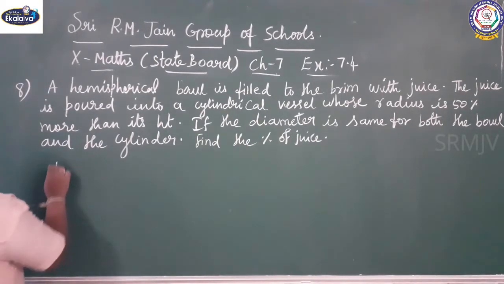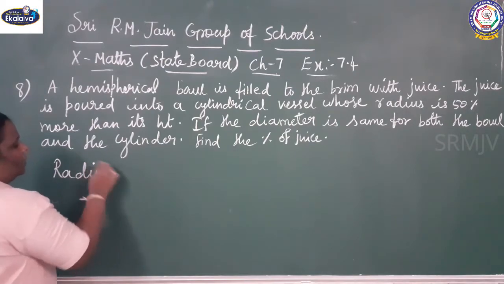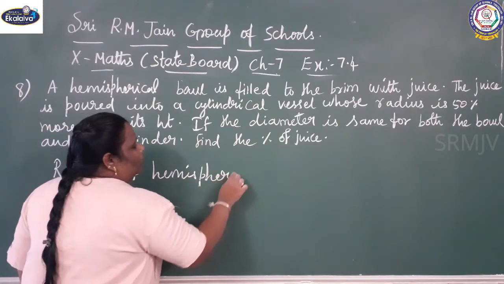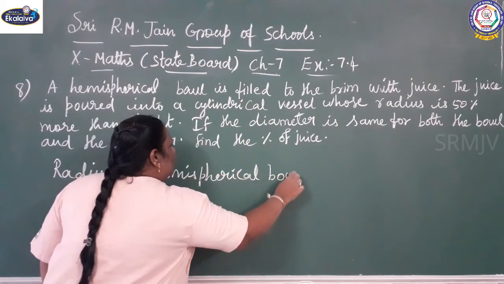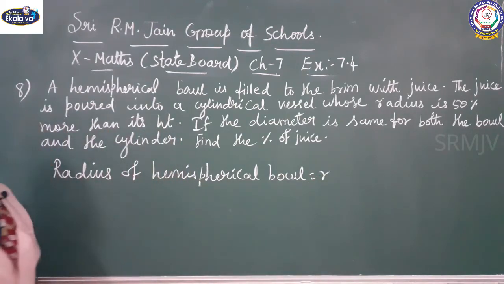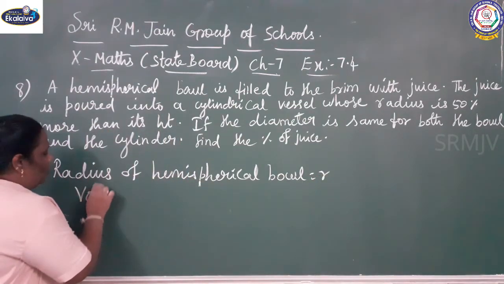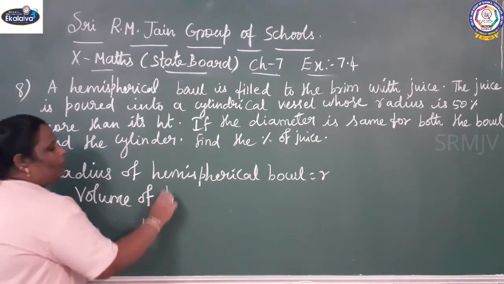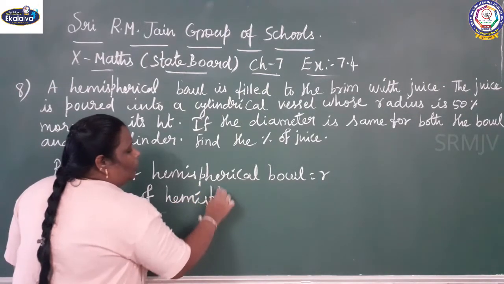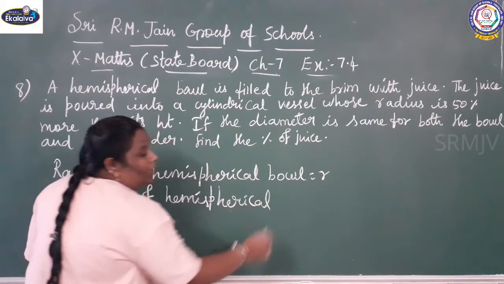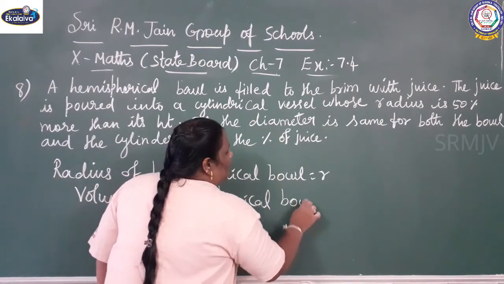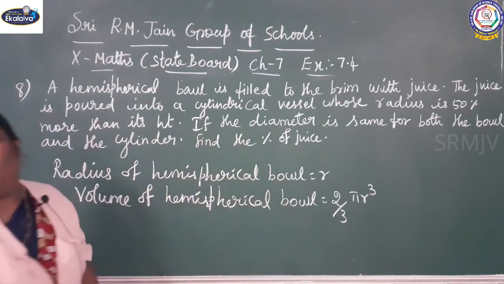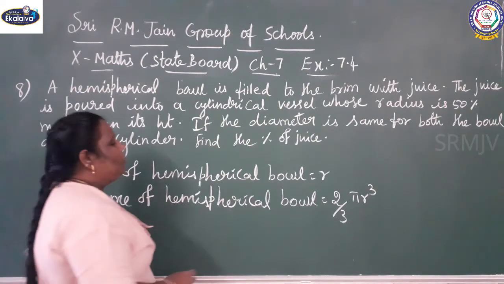See, the radius of the hemispherical bowl, we can take it as R units. Volume of hemispherical bowl equal to 2 by 3 pi r cube cubic units.